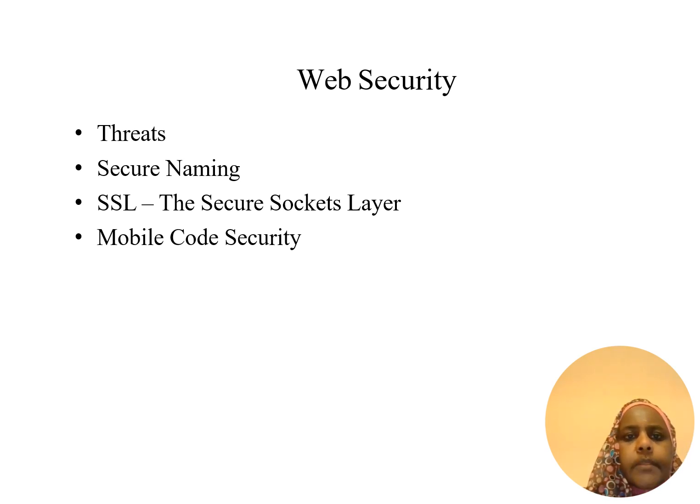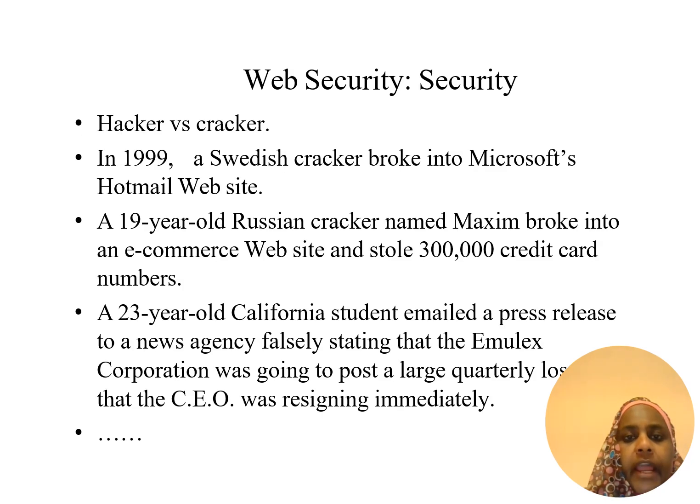Our next topic is web security, where we'll look at the threats, secure naming, SSL, and mobile code security. Hackers versus crackers. Hackers are the serious attackers that attack sensitive systems like banking systems, military systems, and industrial systems to gain secret information to benefit from it. While crackers are amateur attackers, like the ones we're going to look at examples of now.